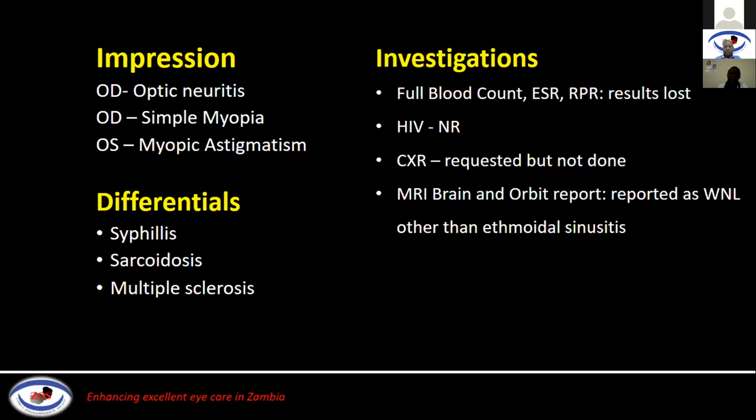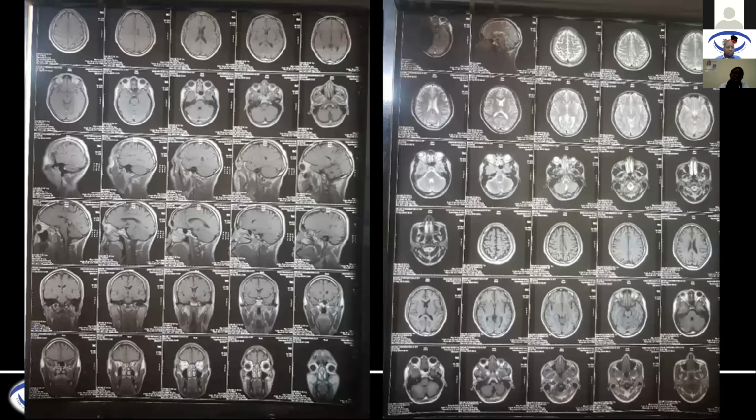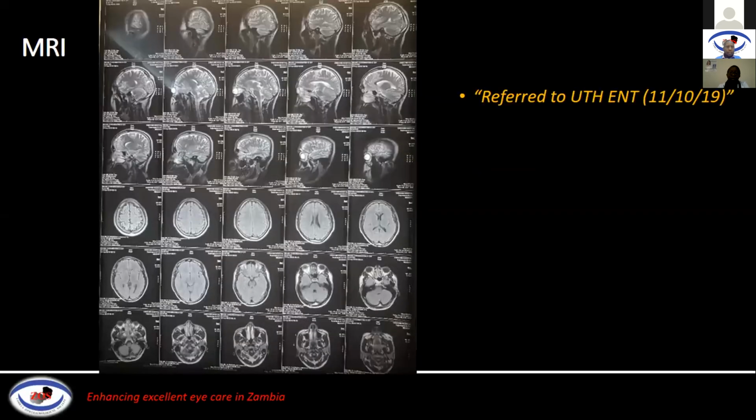Investigations were done, but when I was reviewing the file, I couldn't find the results. However, the HIV test was negative, and we had requested an MRI of the brain and the orbit. The patient only came back a month later with the MRI reports, which was within normal limits. However, it showed lesions in the ethmoid sinus, and so the report stated that they were suspecting ethmoidosinusitis. And so the patient was referred to the University Teaching Hospital, which is in another province in Zambia.